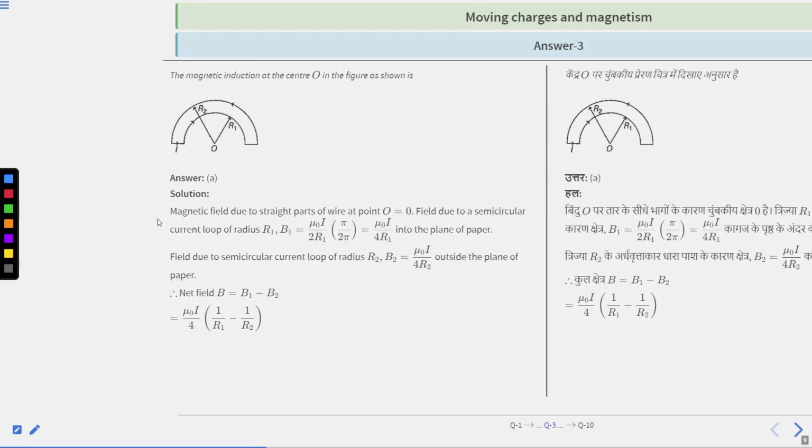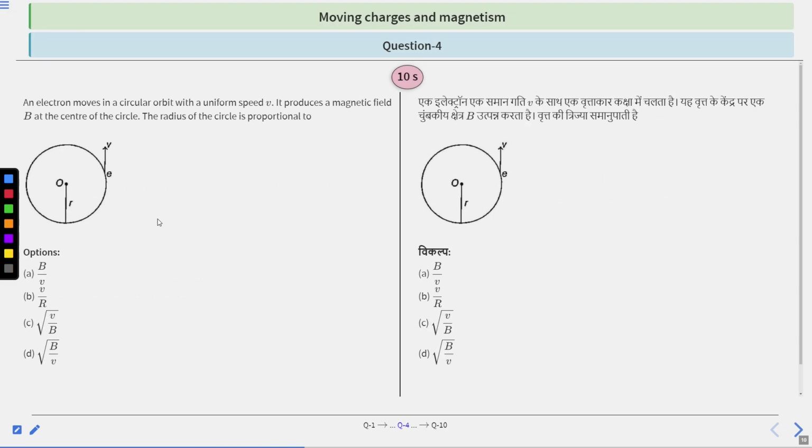Next question, question 4. The question is: an electron moving in a circular orbit with a uniform speed v produces a magnetic field B at the center of the circle. This is the center of the circle. The radius of the circle is proportional to what? That is asked in this question.